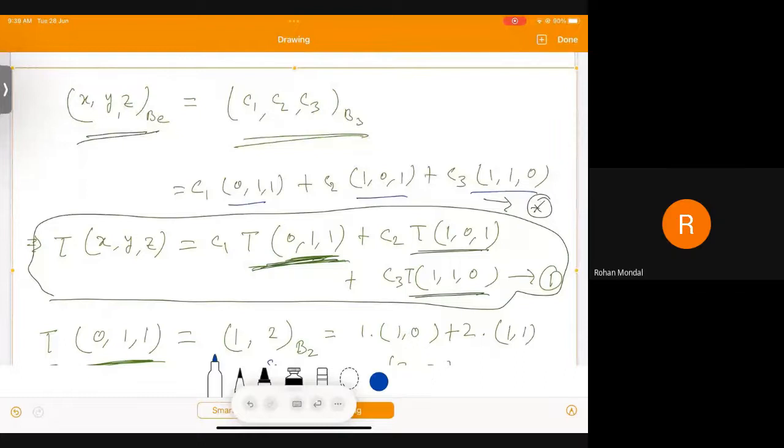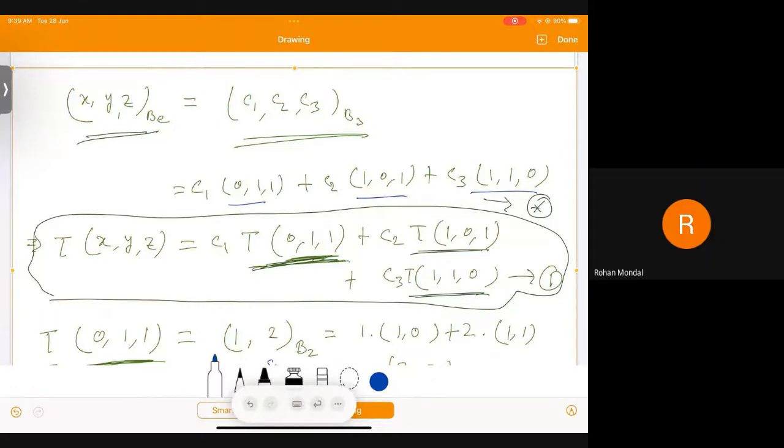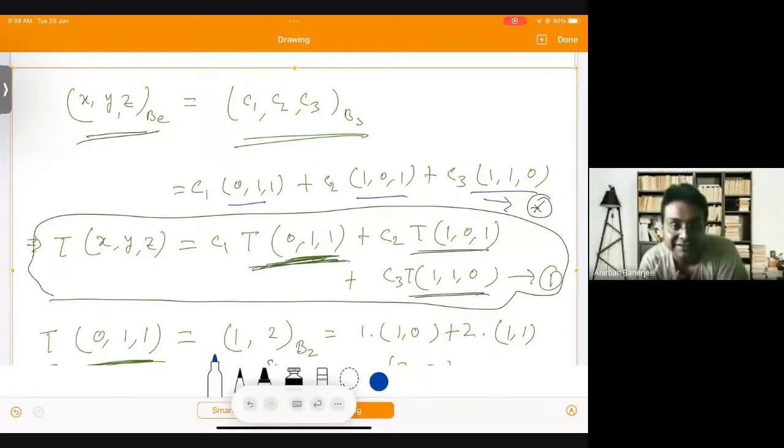Yes, sir. Now we apply, then C1 is the constant. This (0, 1, 1) is of course given in the standard coordinate system. Usually whatever value is given for a vector, if it is not mentioned, then you take that with respect to the standard coordinate system. So now we are applying the linear transformation.